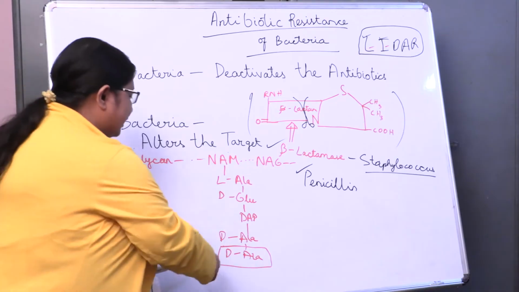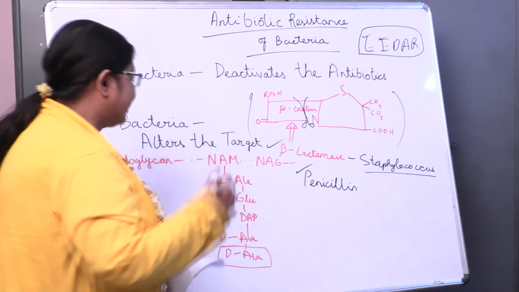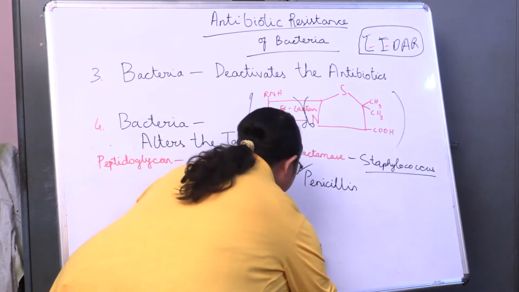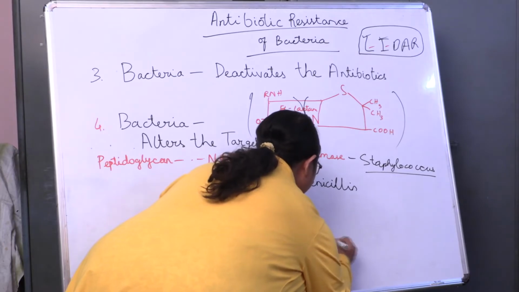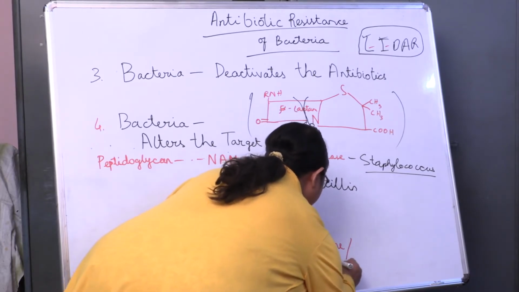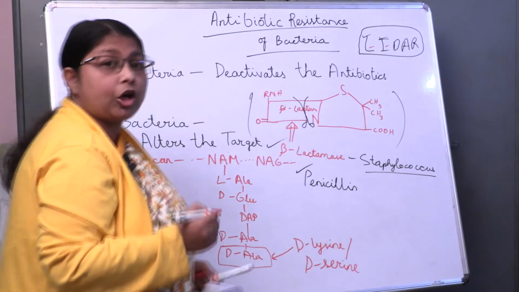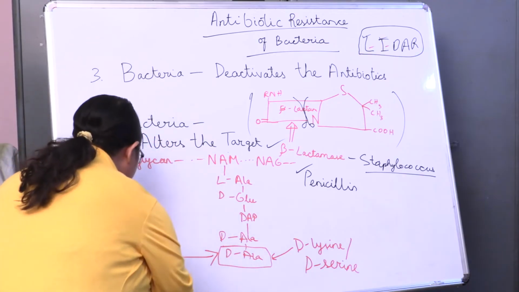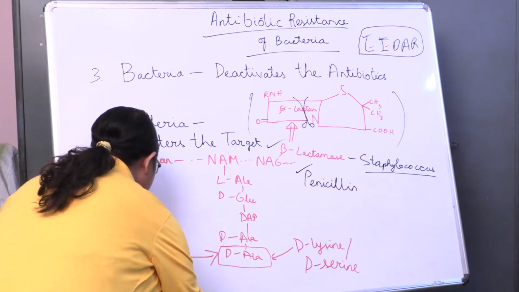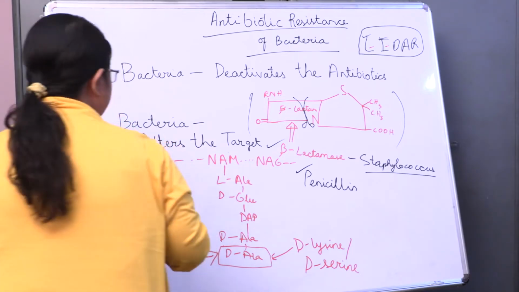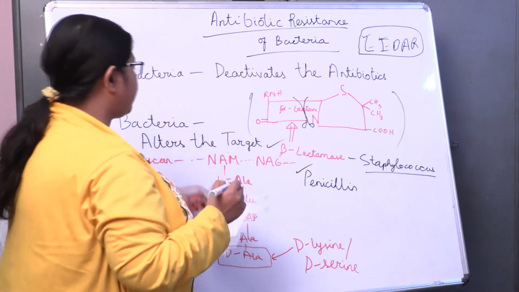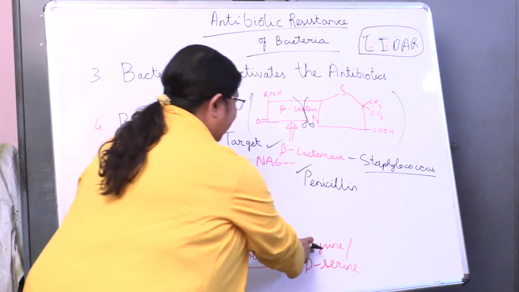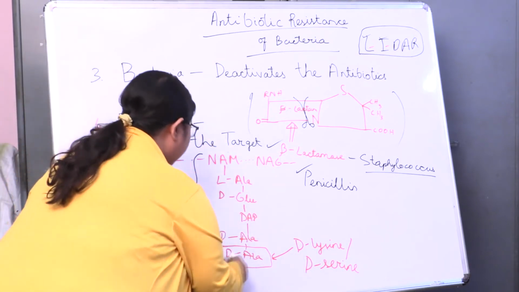Now as you can see here, this D-alanine is the terminal peptide. This terminal peptide is converted by the bacteria to D-lysine or D-serine. So a drug called vancomycin can recognize this, but when vancomycin is administered to this E. coli, it cannot recognize this D-alanine because this D-alanine has been converted to D-lysine. So that saves the bacteria from lysis.